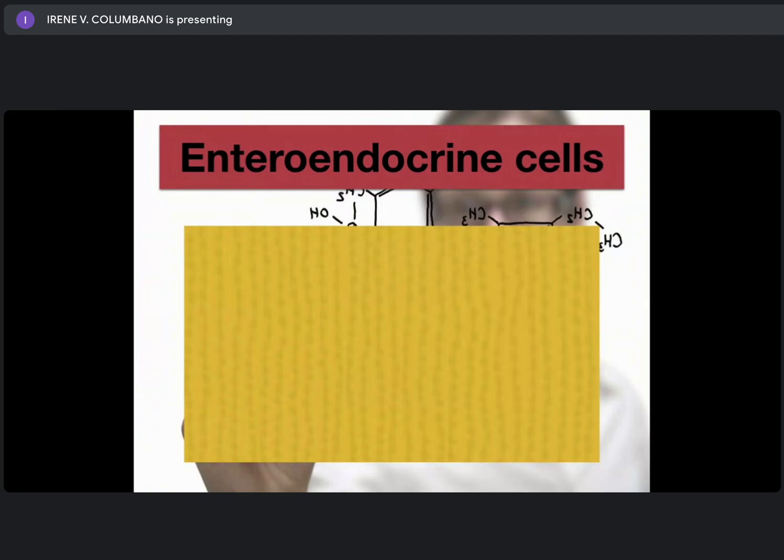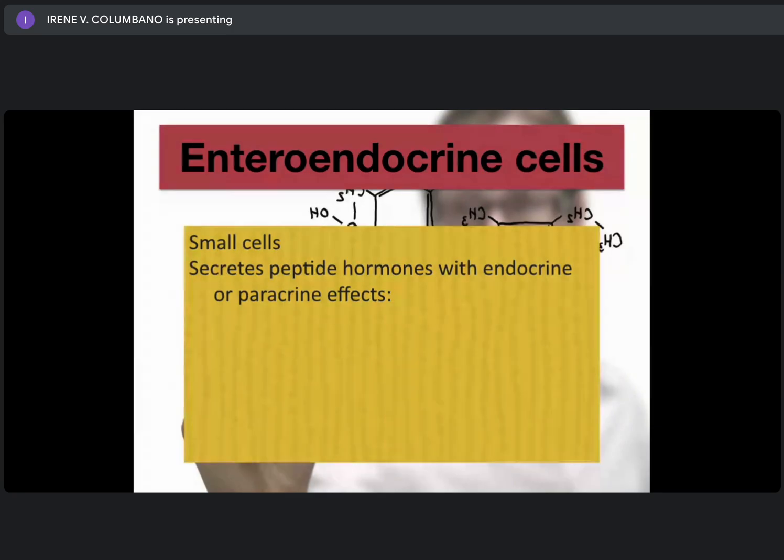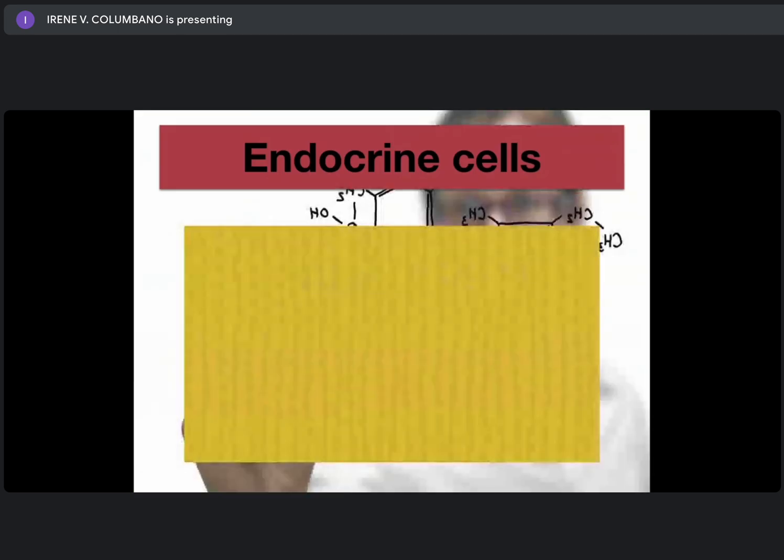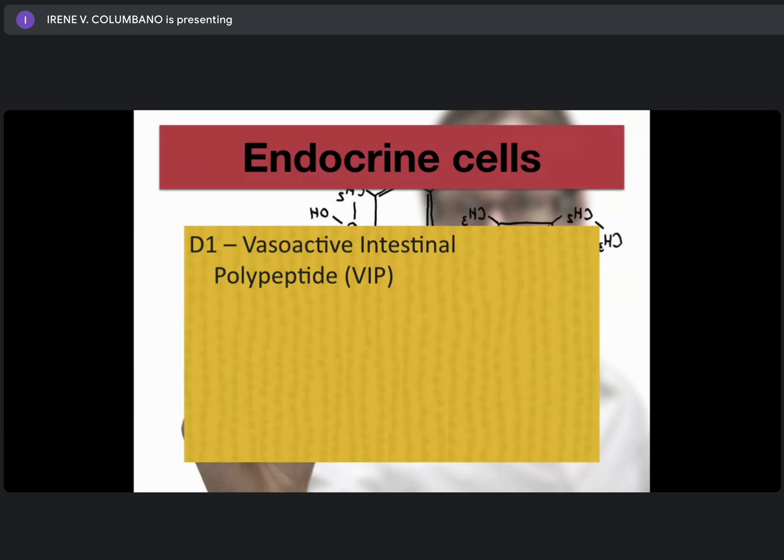Enteroendocrine cells, they are small cells. Secretes ng peptide or hormones. Control peristalsis, so yung paggalaw ng bituka. Regulation and secretion for food digestion, and satiety. Endocrine cells, naka-table na to ha, sa inyong book. So tingnan na lang yung table sa book, doon yung saan siya located, naka-column na siya, naka-table siya, ano yung kanyang ginagawa? Ito ba inhibitory or nagpo-promote? So nandiyan lahat siya.